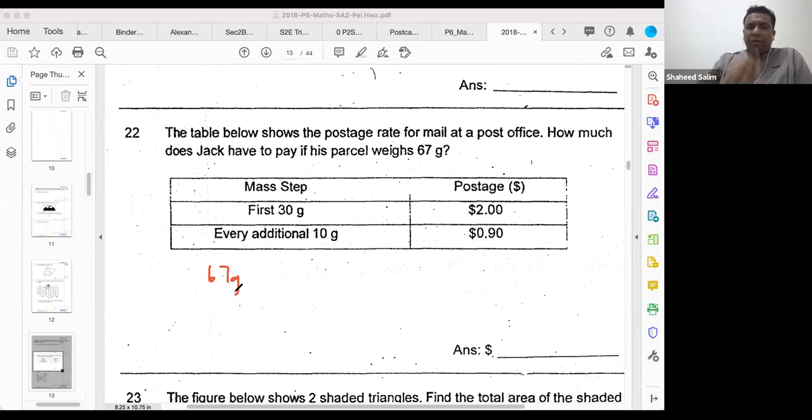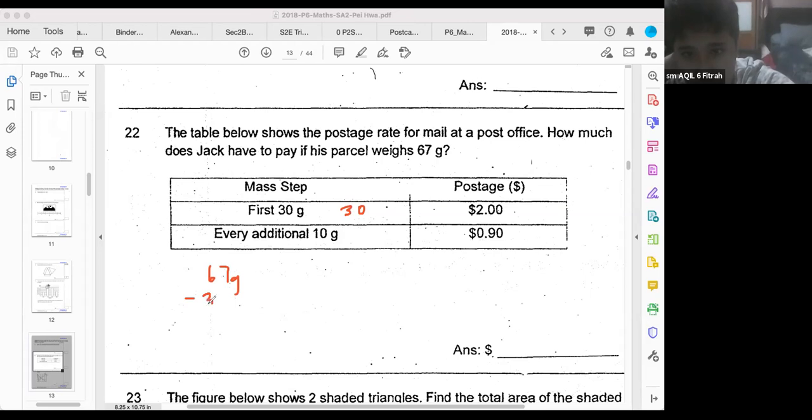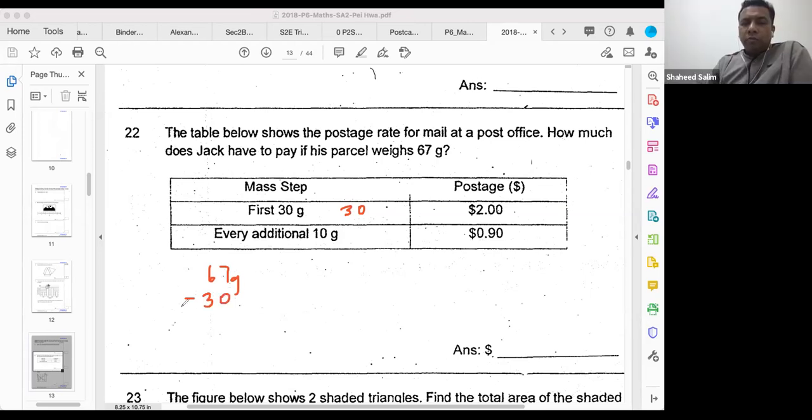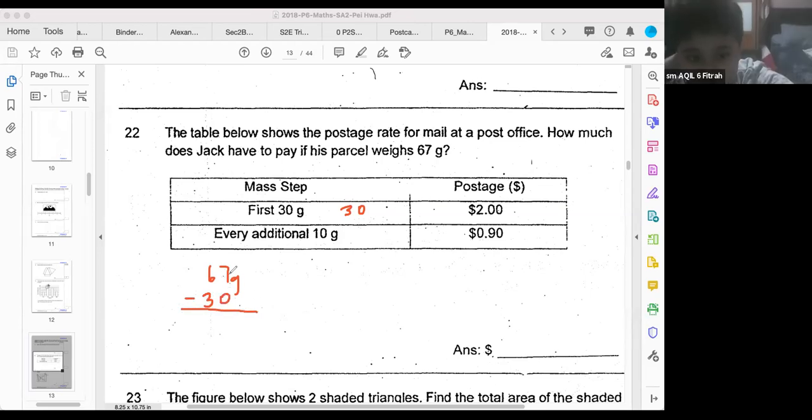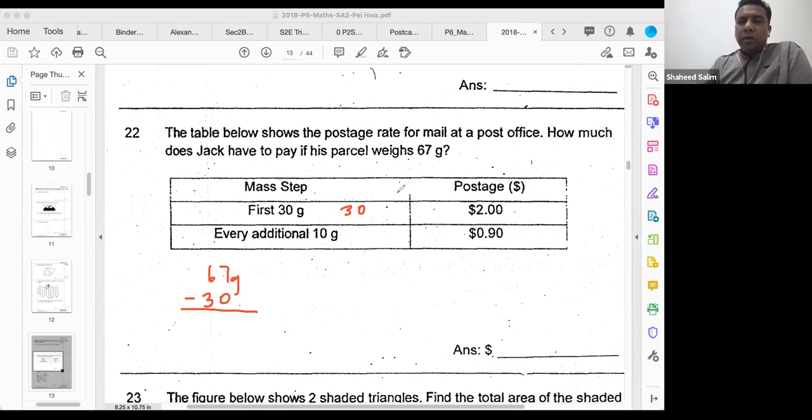Now $2 is for 30 gram. Yours is 67 grams. Sir, is it $2.90? Not enough. More than that. So you must find how many gram this is. Now you have 30 gram here. How many more gram? Your whole thing is 67 gram.